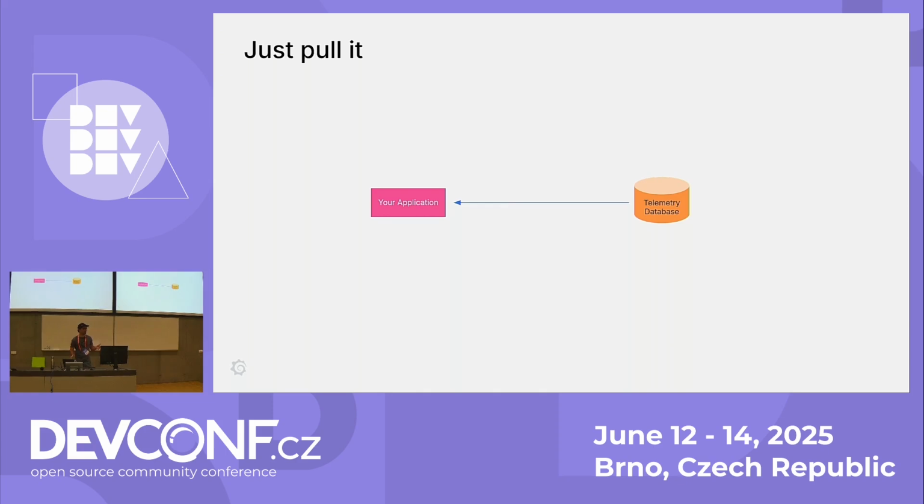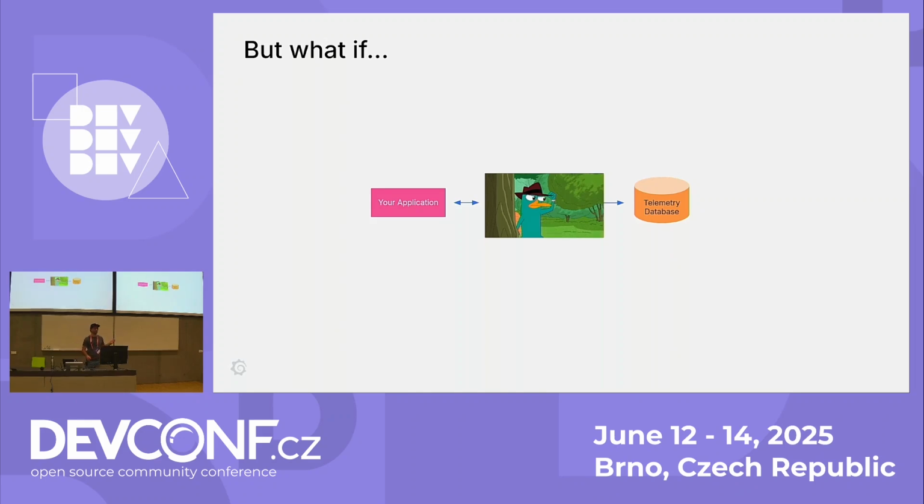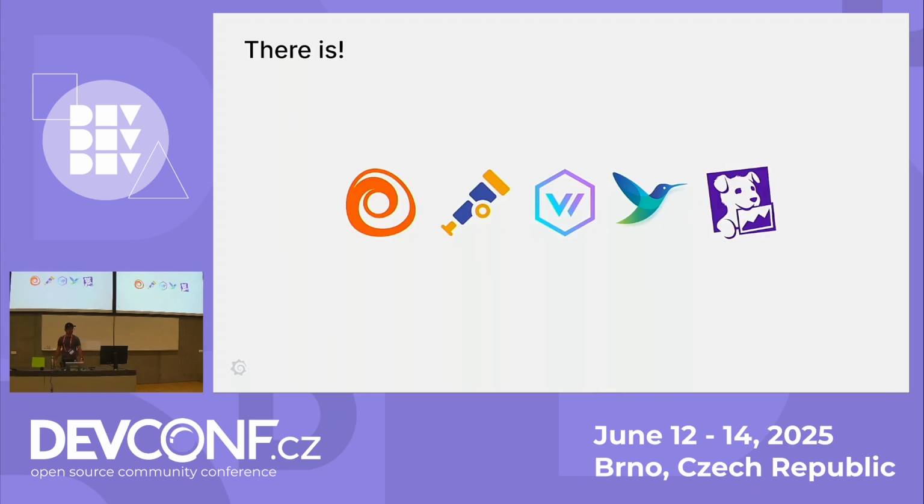So what if we could combine the advantages and disadvantages and just put something in between? And that something is an agent, and they exist. There are many different flavors. So I just pulled some logos here. We have Grafana Alloy, which is our distribution of the OpenTelemetry collector. We have the OpenTelemetry collector. We have Vector. We have FluentBit. We have the Datadog agent. Those are all different flavors. They basically all do the same thing. Take some data, send it to the backend.